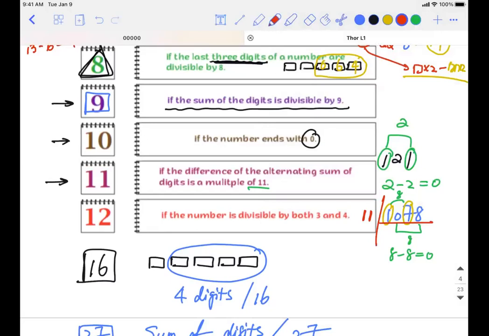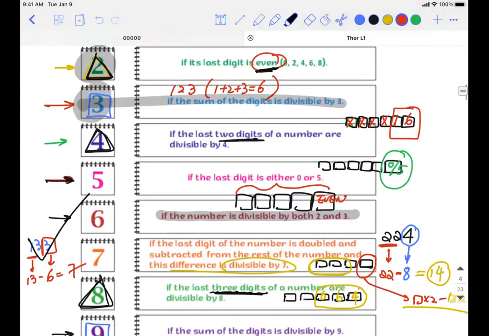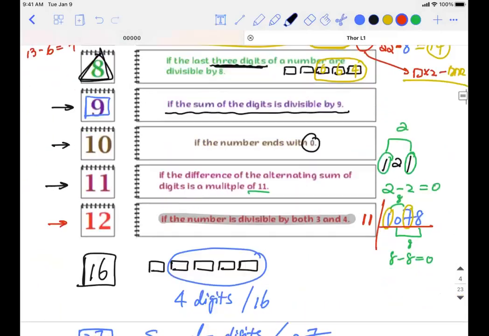And last one, what about 12? A number divisible by 12. Basically, you just want to make sure the number is divisible by both 3 and 4. You know the 3 property, you know the 4 property. So a number divisible by 12 means the sum of all the digits is divisible by 3, and the last 2 digits are divisible by 4. That's it.